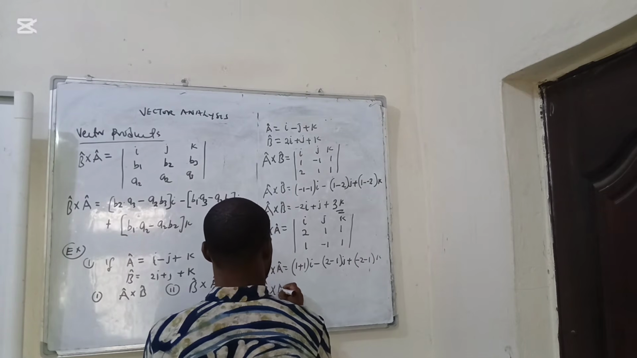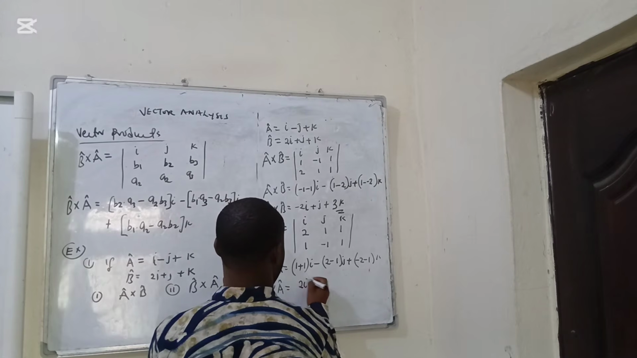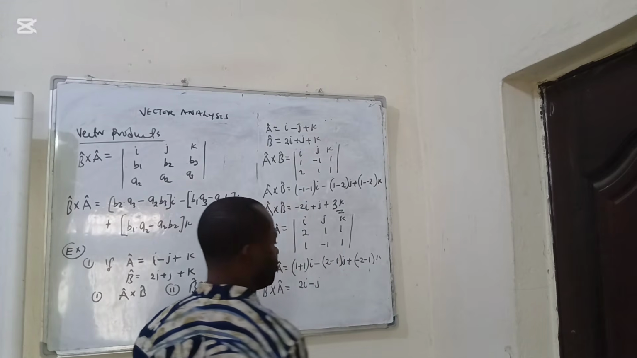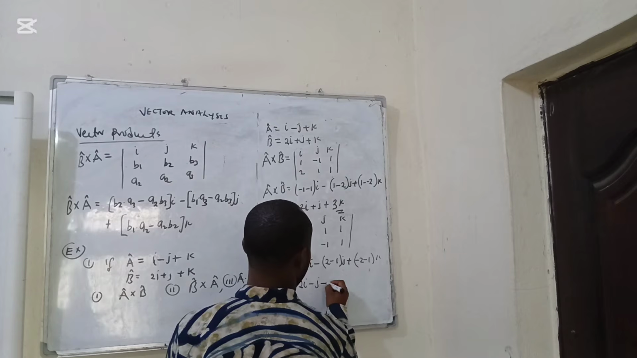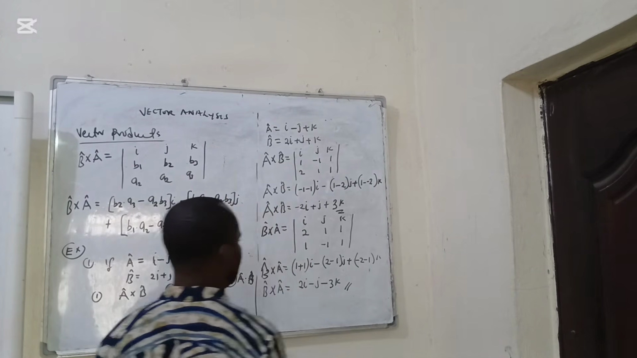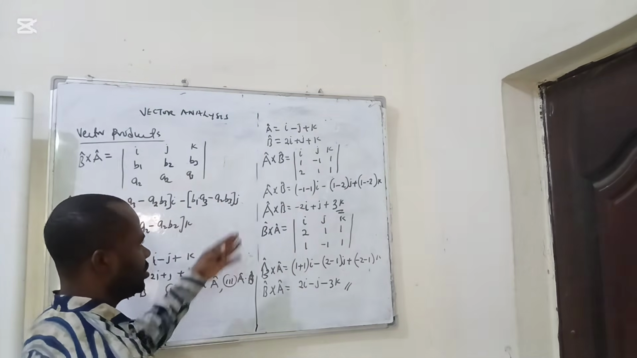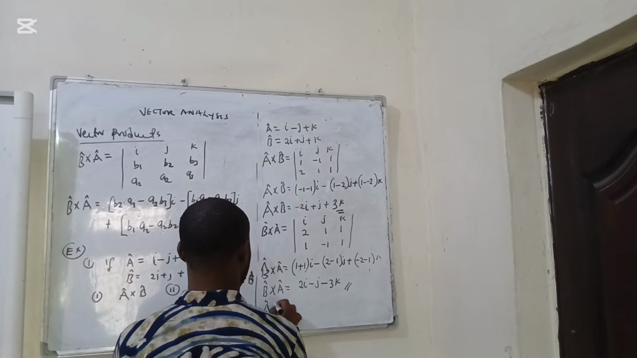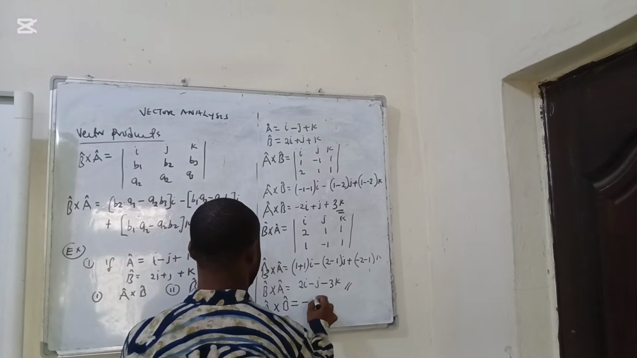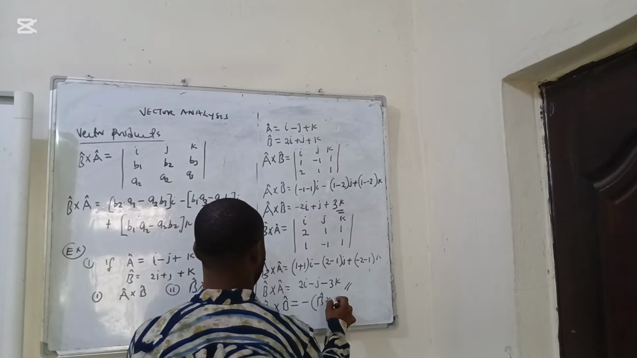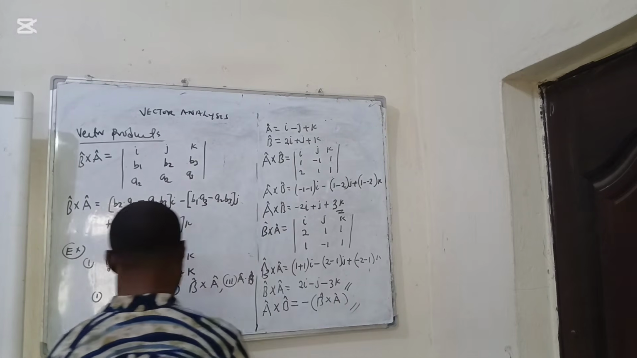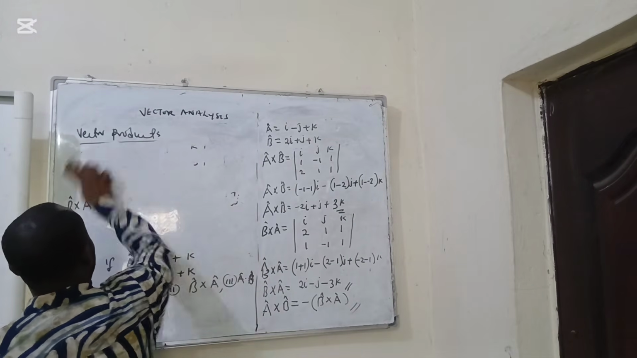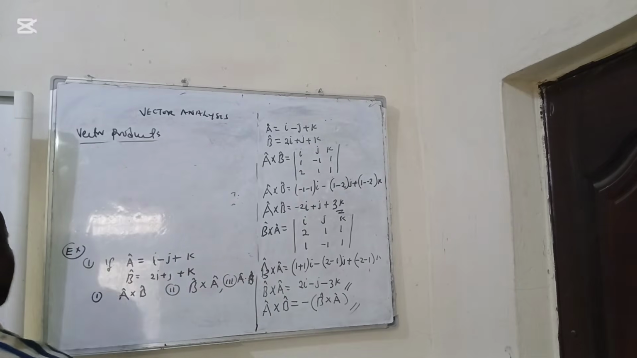So B cross A is 2i minus j minus 3k. So if you look at the previous result, you actually realize and conclude that A cross B is the same thing as minus B cross A. Please take note of that.